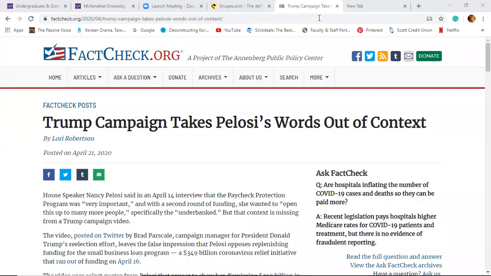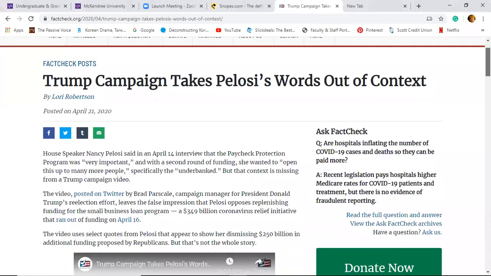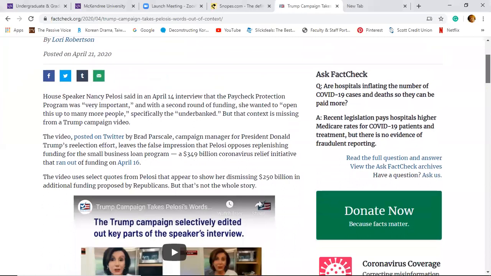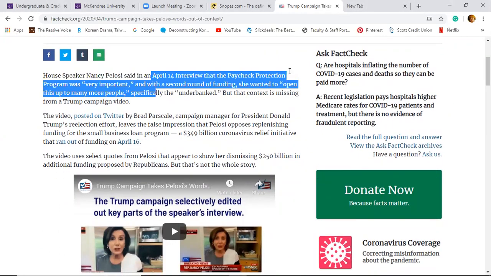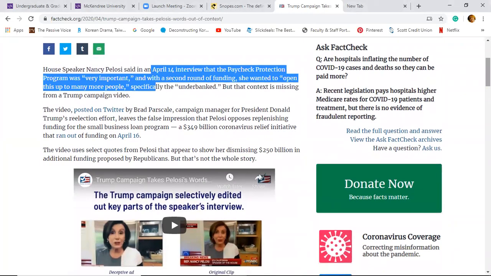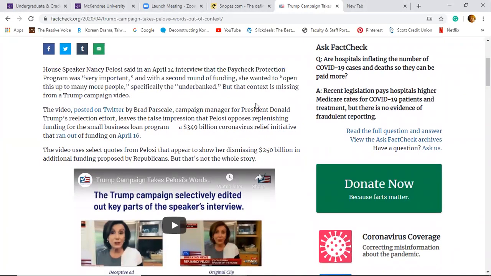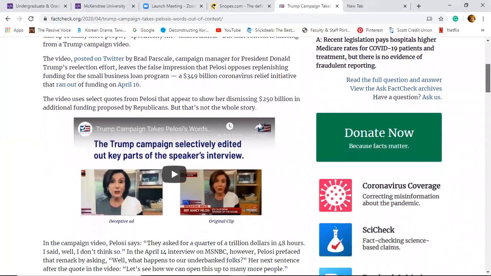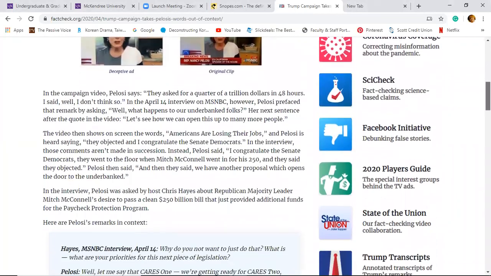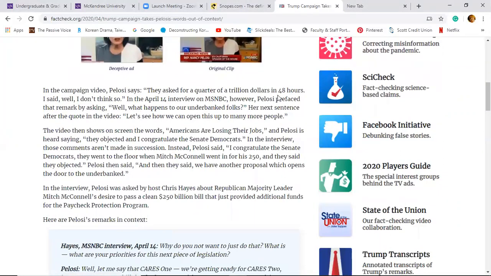Here's one that I was talking about where they either take the words from a different topic they were talking about, or in this case, they take them out of context. Okay. So they took her words from an interview on the Paycheck Protection Program that they're enacting to help people during the pandemic. It said she wanted to open this up to many more people, specifically people that are underbanked, people who don't have bank accounts. But then they put it in a video that seems to suggest they asked for $250 billion in 48 hours.